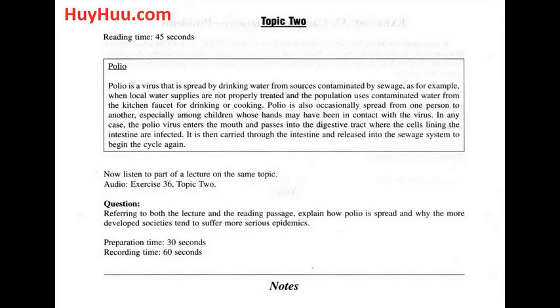Of course, improvements may eliminate many other diseases. It's just that immunization for polio becomes more urgent in societies that have improved sanitation. Referring to both the lecture and the reading passage, explain how polio is spread and why the more developed societies tend to suffer more serious epidemics.